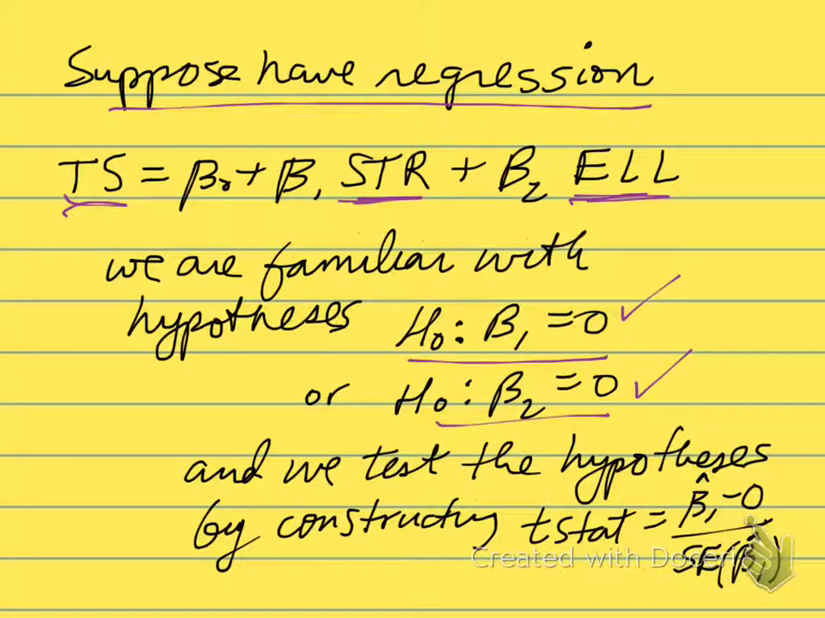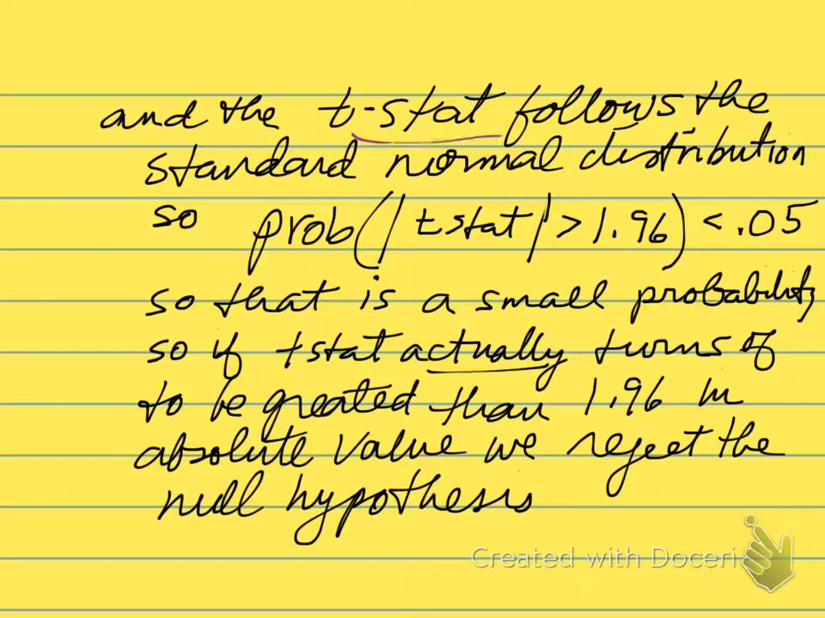We test them by constructing the t-statistic. The t-statistic is the estimated coefficient beta 1 hat minus 0, our null hypothesis, divided by the standard error of beta 1 hat. And that t-statistic, we know from a variety of assumptions, if our sample size is large, follows the standard normal distribution. So the probability of observing an absolute value of a t-statistic greater than 1.96 is less than 0.05 because it follows the standard normal distribution.